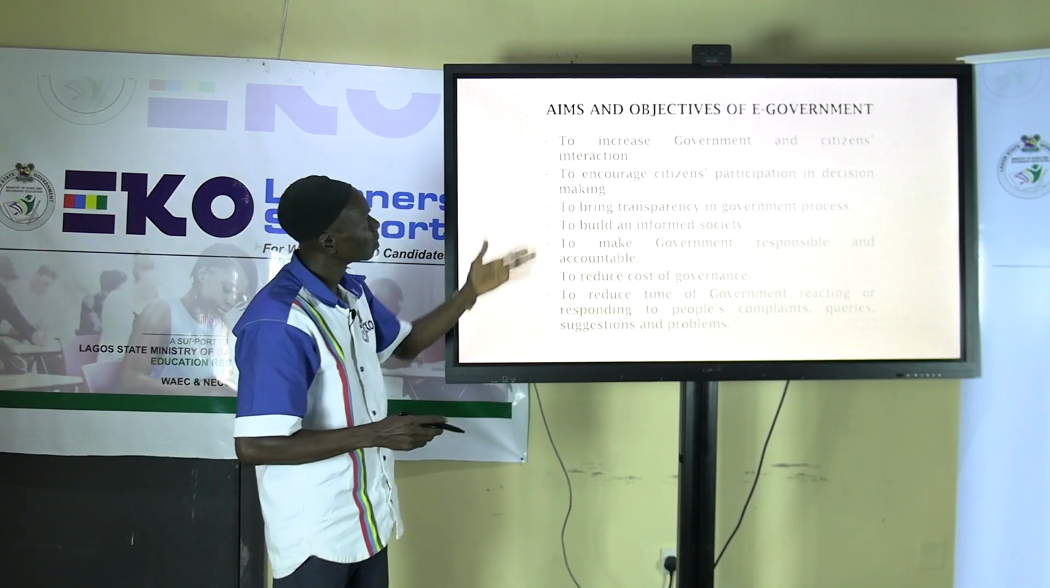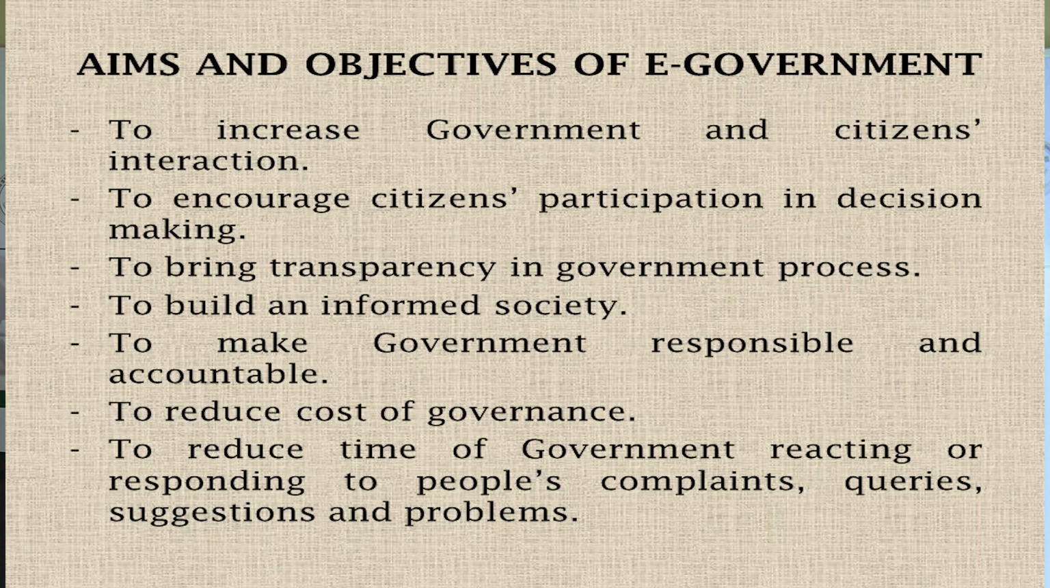Therefore, what does e-government want to achieve as aims and objectives? Number one, to increase government and citizens interaction. Governments will be able to interact with citizens directly. To encourage citizen participation in decision making, citizens too will be able to interact with government.